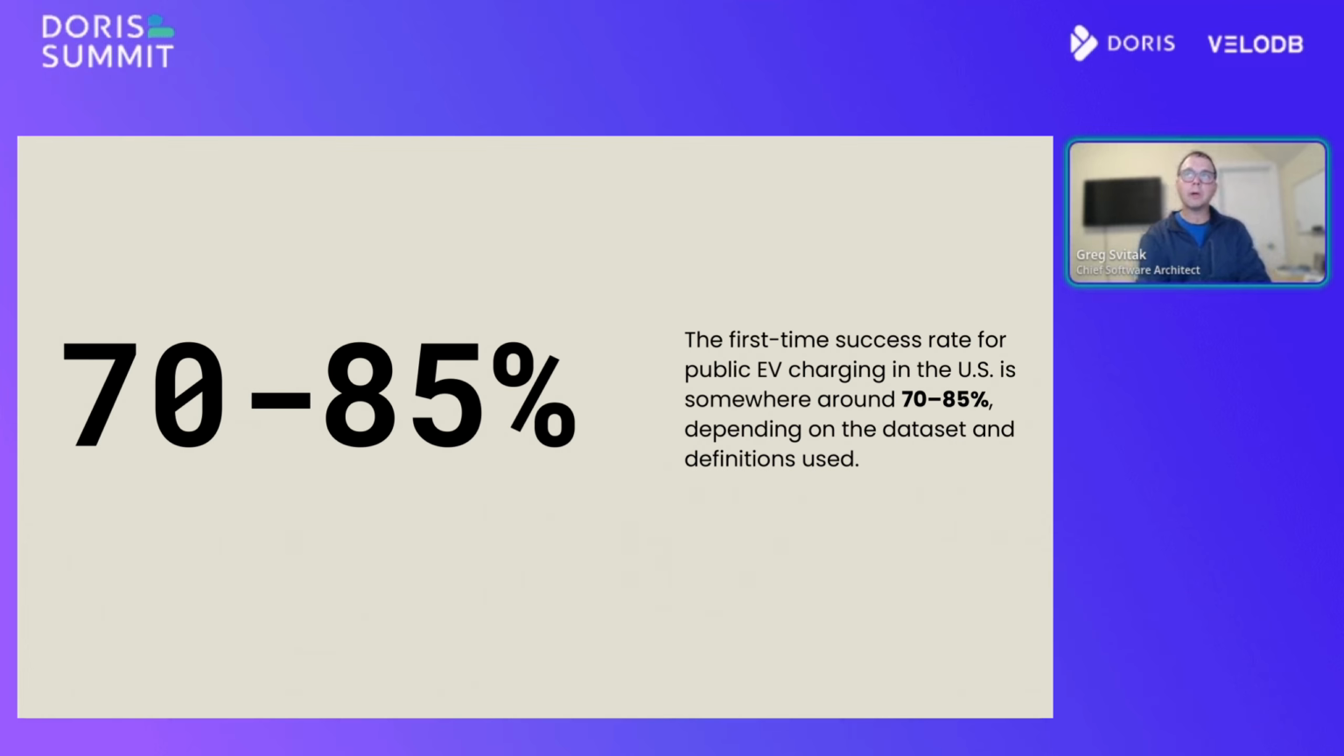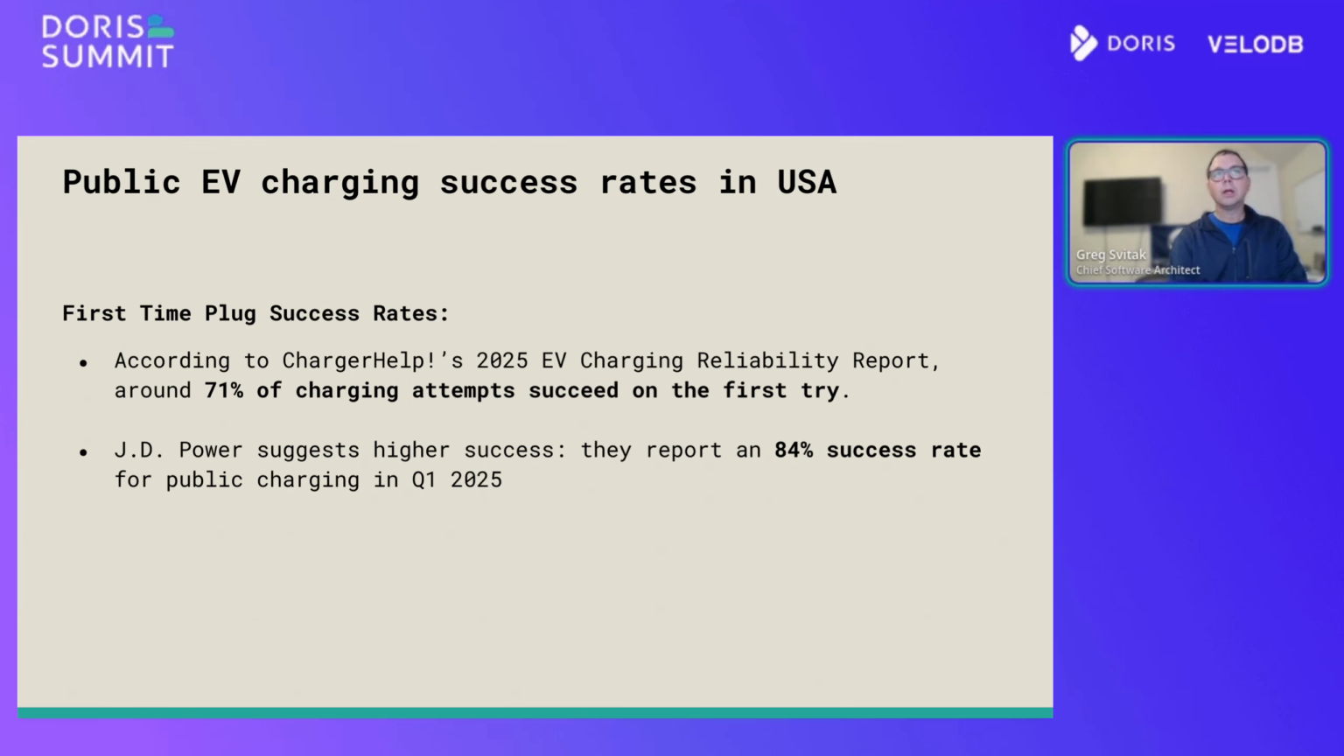So what is the problem in EV charging? Well, in the United States, public EV charging, like fast charging, has a significant first time success problem. Right now, when someone goes to plug in at a charger that's used in public, similar to a gas station, you have a 70 to 85% chance of it succeeding. So you have a 15 to 30% chance that it won't work the first time. I'm going to go through the reasons for that and how to address that.